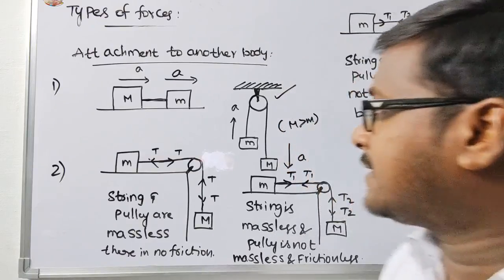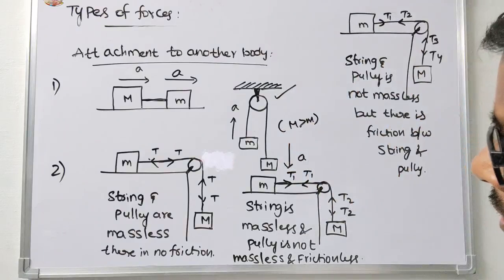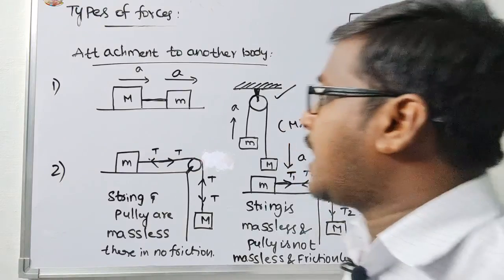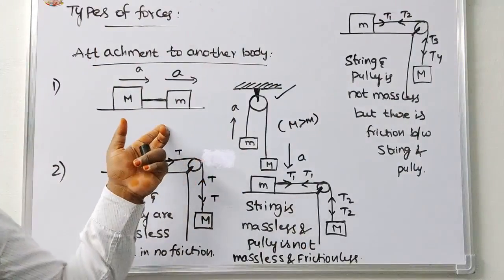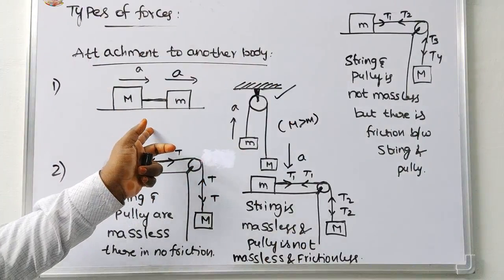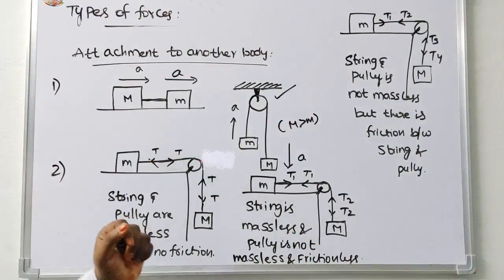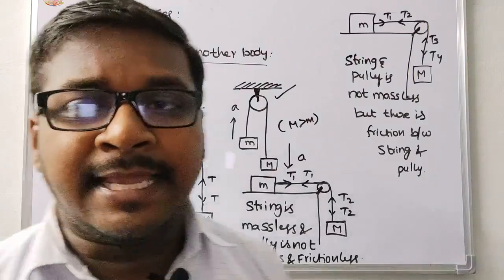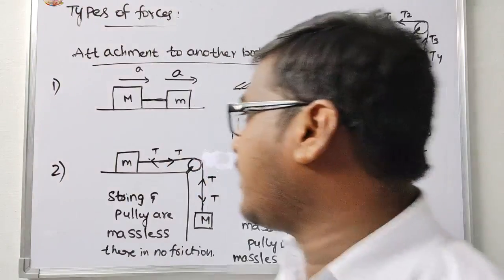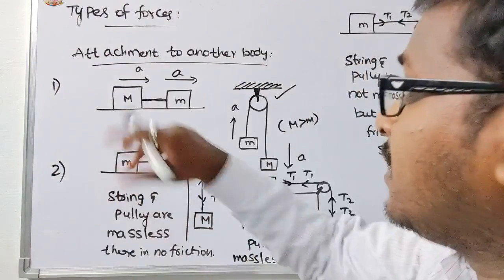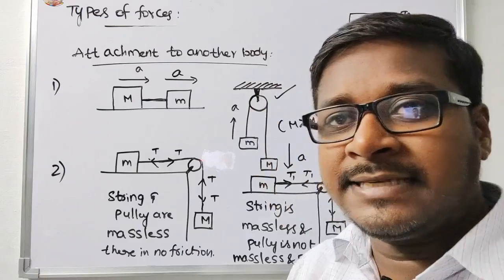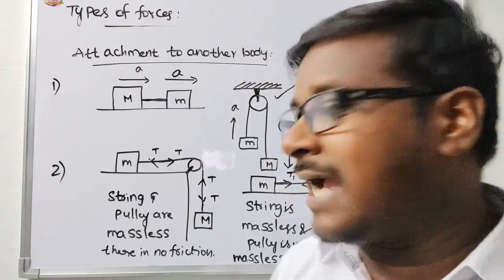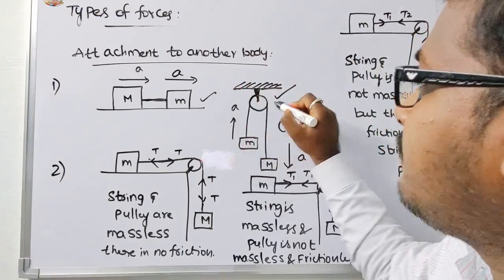In this one, capital M and small m are connected with a string. The string is inextensible. The same magnitude of acceleration is applicable. That is the first case.